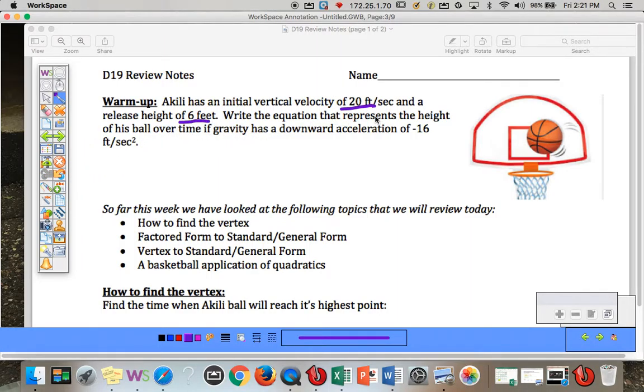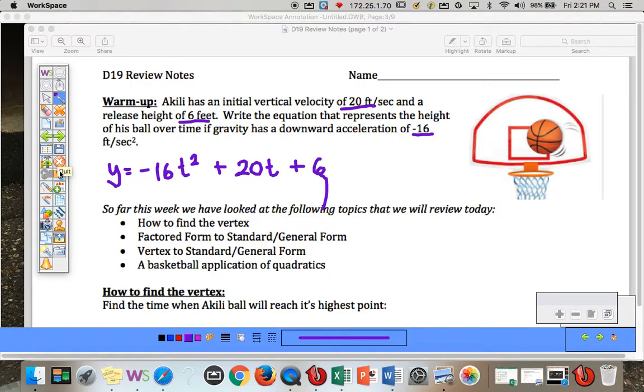Write the equation that represents the height of his ball over time if gravity has a downward acceleration of negative 16 feet per second squared. All right, so here's what it looks like. Negative 16t squared, I use t for time, plus his initial vertical velocity 20t, plus his initial height that he throws the ball from, 6 feet.